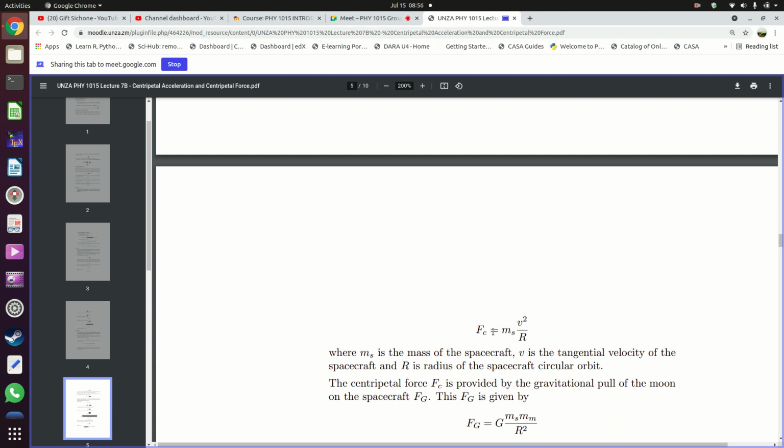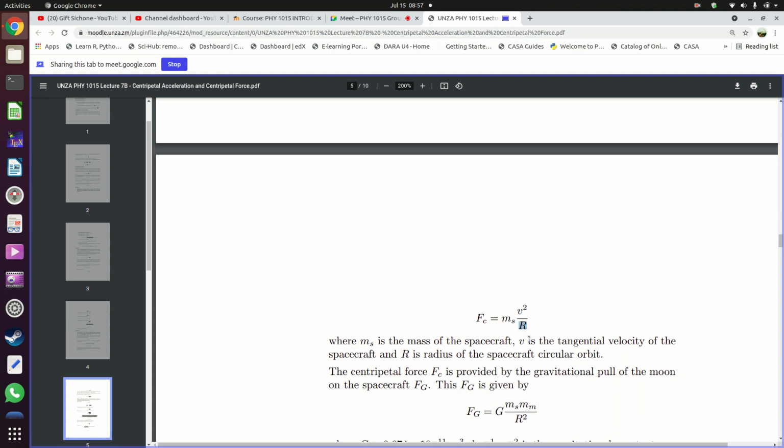the centripetal force of the spacecraft. The centripetal force of the spacecraft, Fc, is going to be equal to the mass of the spacecraft, which is the object moving in a circle, multiplied by the velocity of the spacecraft as it's moving in a circle squared, divided by the radius of the circular orbit. So this is the centripetal force.